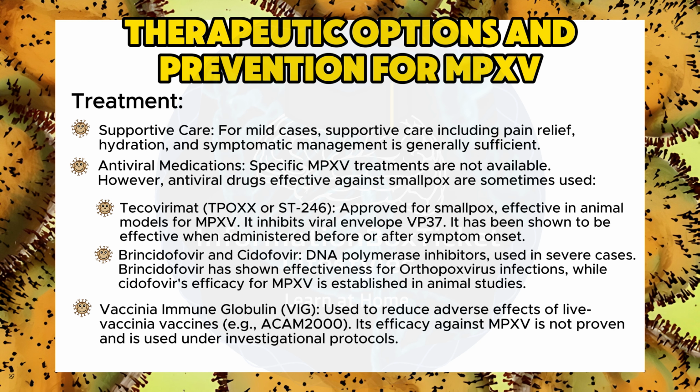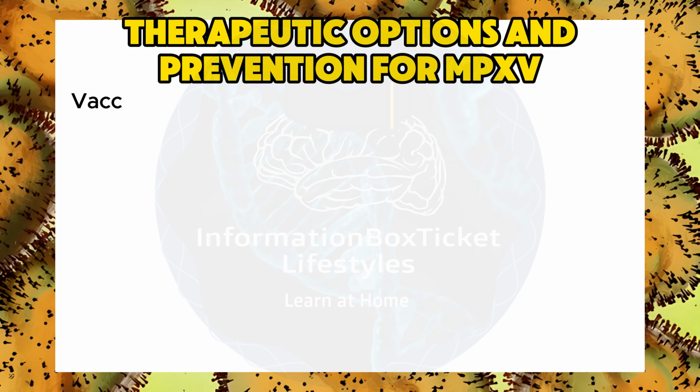Vaccinia immune globulin, VIG, is used to reduce adverse effects of live vaccinia vaccines, for example, ACAM2000. Its efficacy against MPXV is not proven and it is used under investigational protocols.